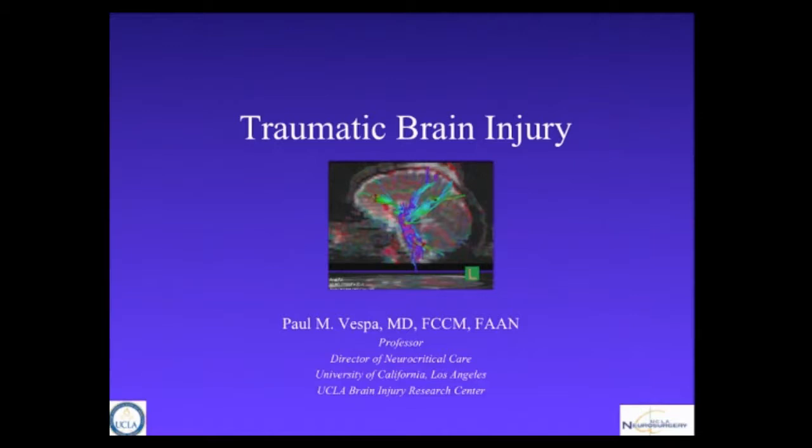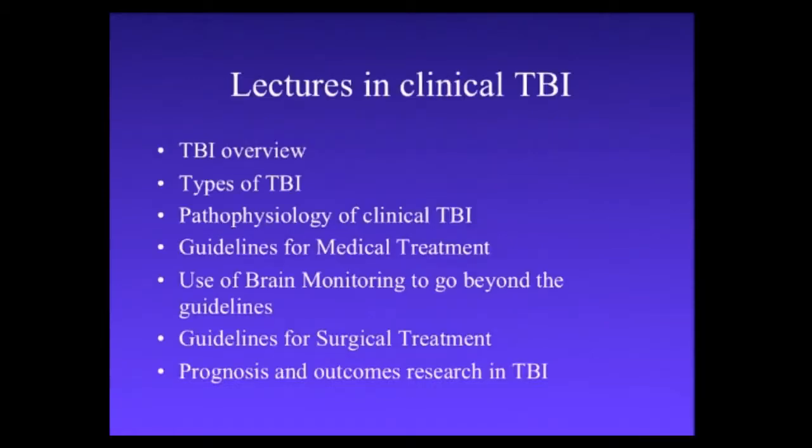We'll start a little bit with the overall overview of traumatic brain injury. We'll talk a little bit about the types of traumatic brain injury. And then we will go through the key elements of the pathophysiology of traumatic brain injury. And this patient actually displays several of them.